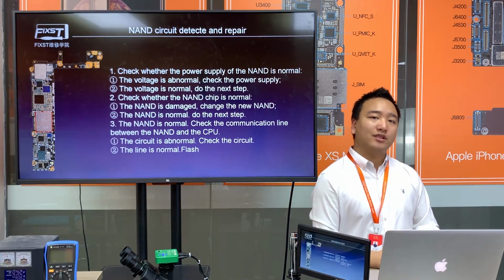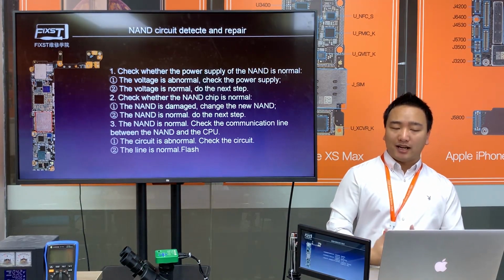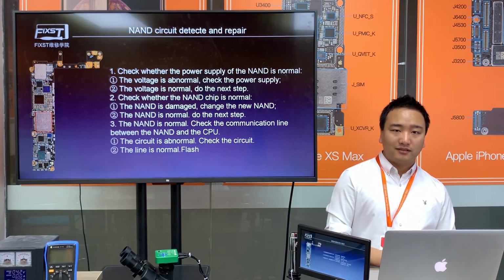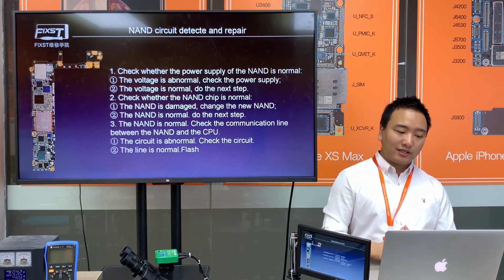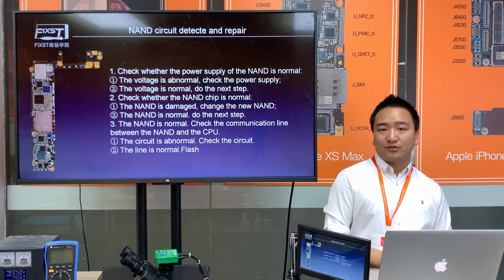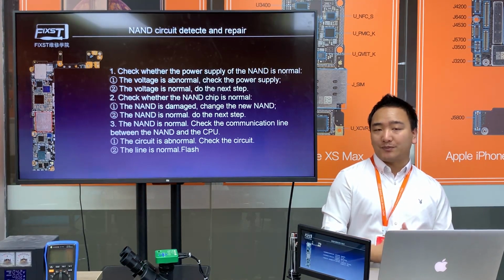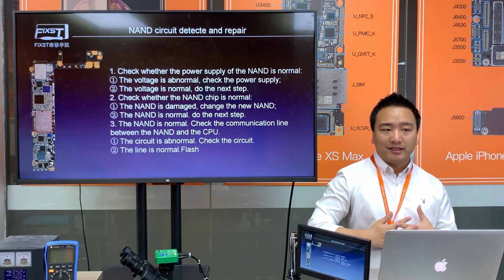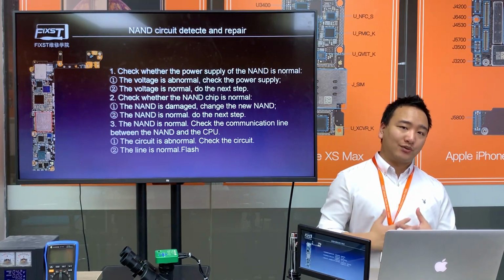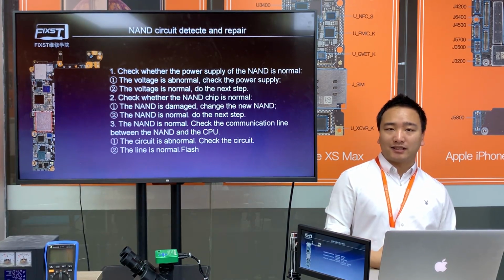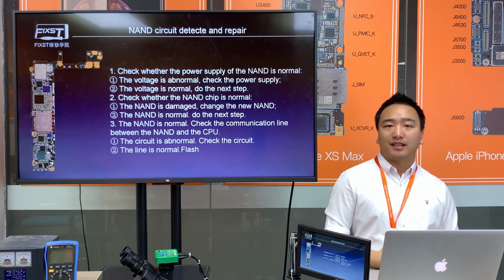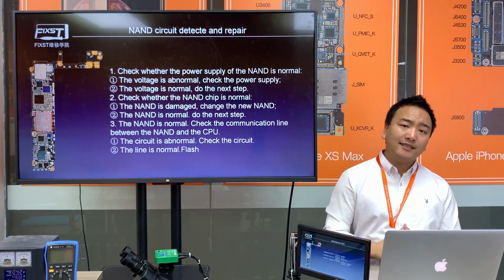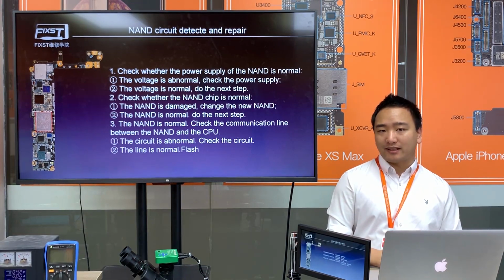And how do we detect whether the NAND is good or not? For the NAND to work normally, there are also two conditions. One is power. As you can see in the last PPT, the NAND has three kinds of power, and all three come from the PMU: 1.8, 3.0 and 0.9 voltage. If the voltage is normal, we can do the next step and check whether the NAND is normal or not.